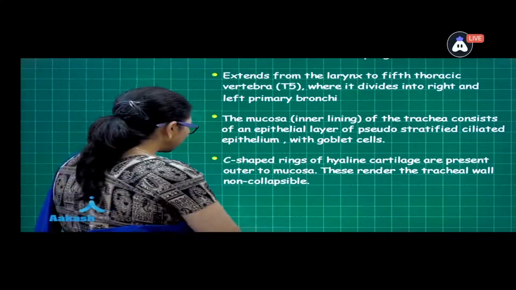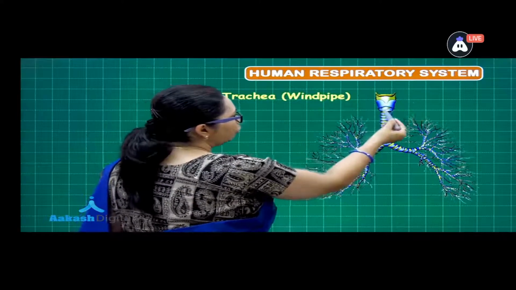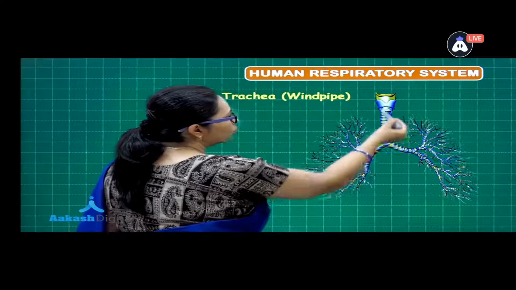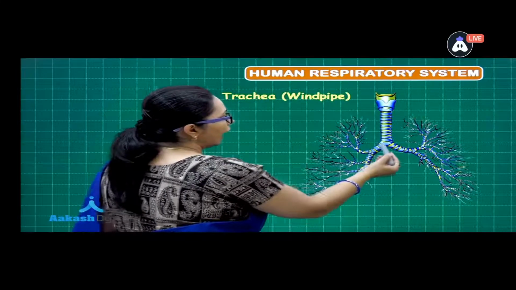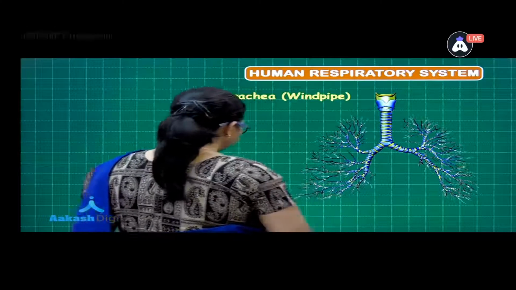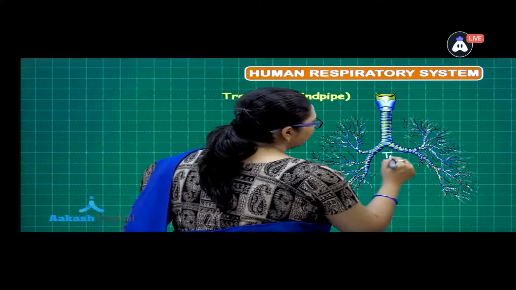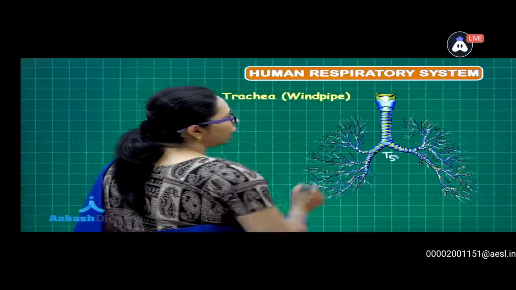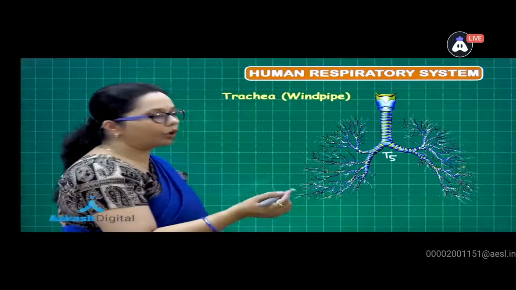Now let us see the structure of trachea. So here we can see this is the larynx, and the bottom of the larynx is leading into the trachea, where we can see these cartilage rings are present. And here, as we said, at the fifth thoracic vertebra, which we can mention as T5, it is branching out into 2, and these 2 branches are the primary bronchi.